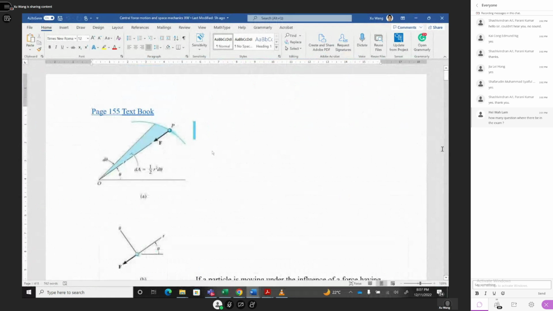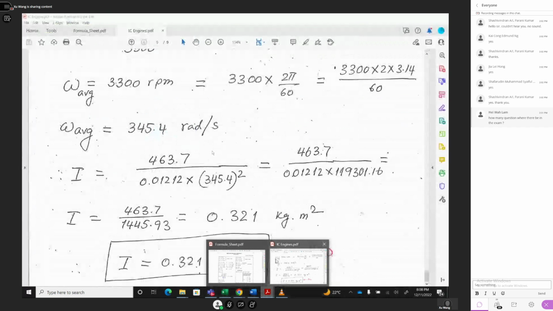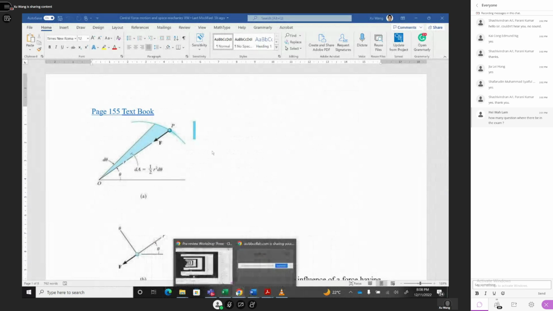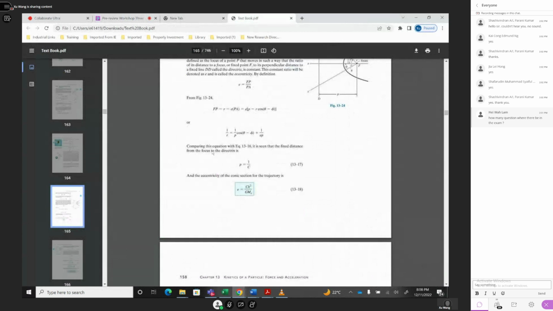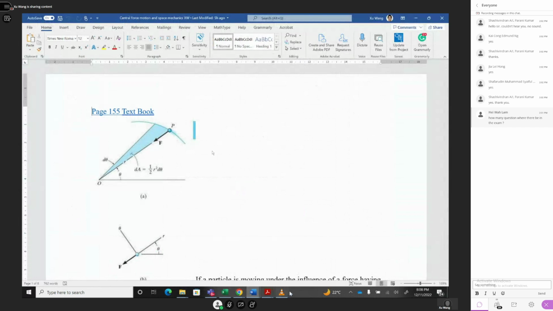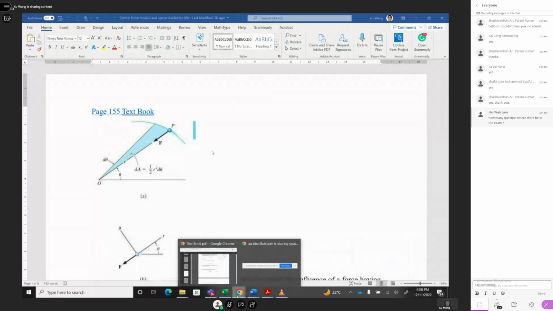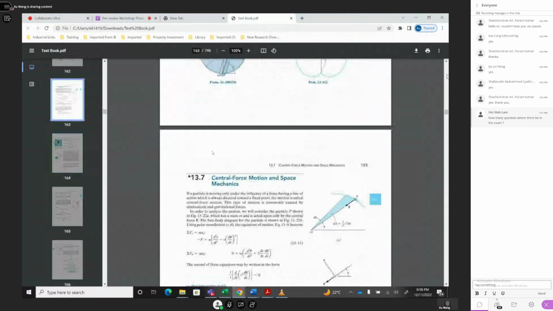Central force motion. So for this one, you go to the central force motion in your textbook. This is engineering, so textbook. Which page? 155. Actually, it's a bit less than 155. Look, you go to 155 here.